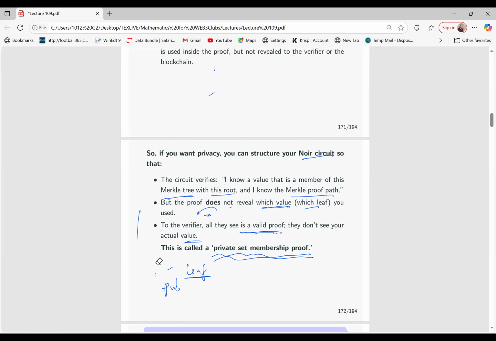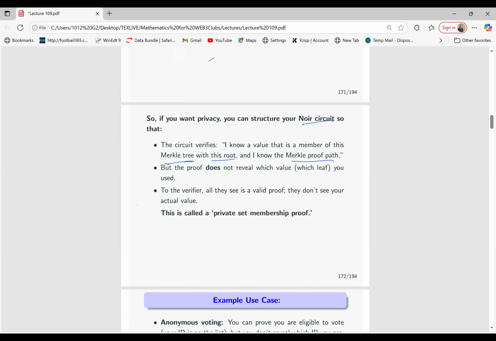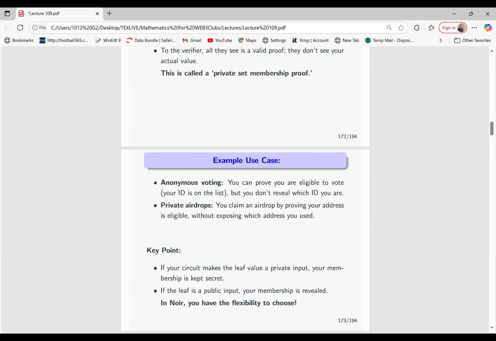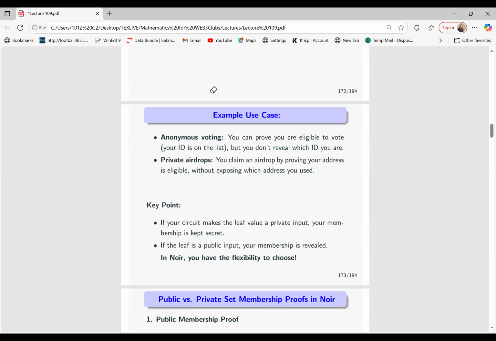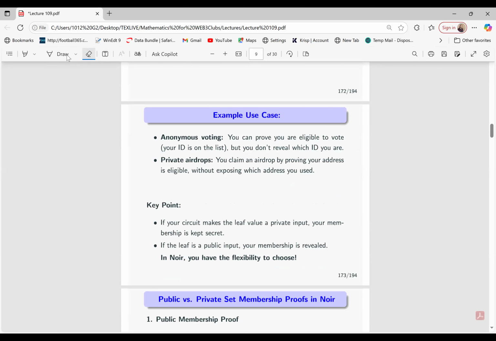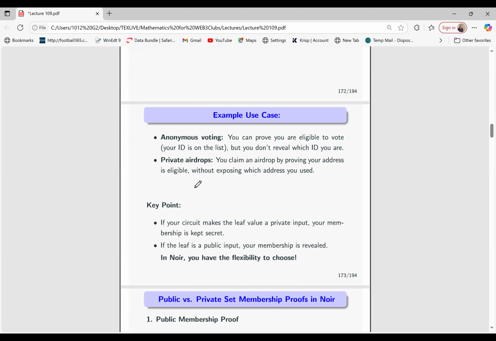What I've said earlier, and I repeat, is that once you write this private set membership proof, you can always apply it in another scenario, because the way it's reasoned is the same. It's not complicated. So you can write it for anonymous voting, you can write it for private airdrops and so on.